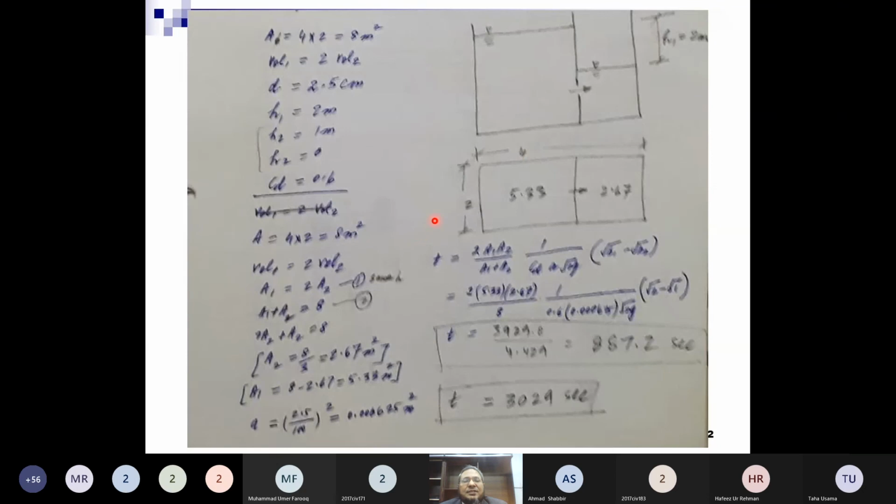Total area would be this into that, 8 square meter. Okay, now this is given that volume 1 is twice of volume 2, so it means area 1 is twice of area 2. Okay, means the total capacity of this tank is equal to double the capacity of this tank 2.